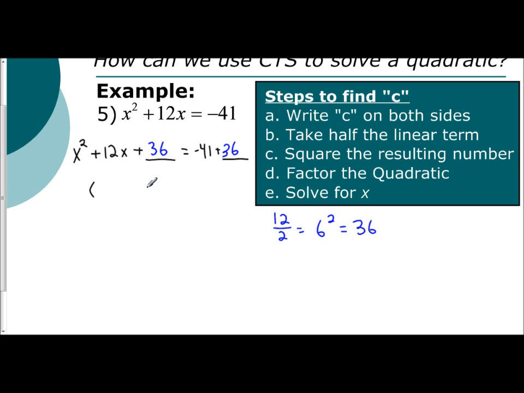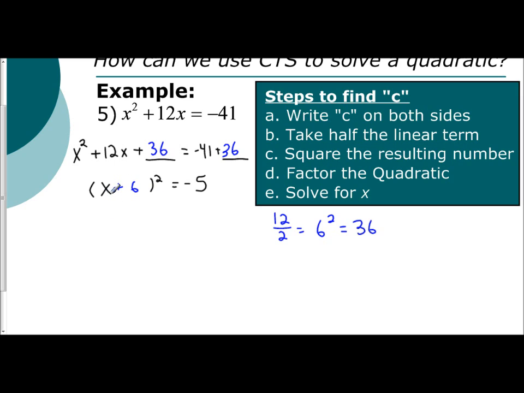What squared would give me x squared? That would be x. I have a 36 here, and I squared a positive 6. And so I use a plus sign since I squared a positive. We squared a positive 6, so we're going to do plus 6. And then just do the math on the other side. Negative 41 plus 36 is a negative 5. Now we have our perfect square.